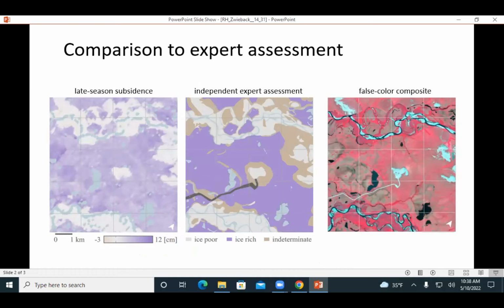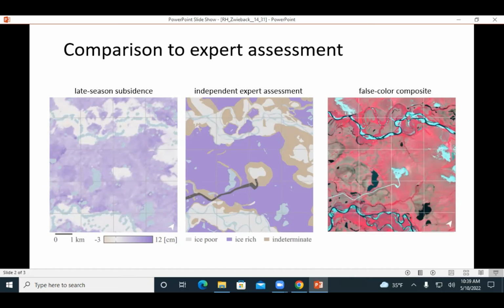So here now we're looking at an entire image of a small part of our study area where we have the late season subsidence, that's the subsidence in August, basically, with purple areas having a bottom subsidence at the end of this very warm season. And we compare that to an expert assessment based on ecotypes and visual manifestations of permafrost ground ice, where we see in those areas that are shown in purple here, I was confident that these regions are ice rich. These generally have very strong late season subsidence.